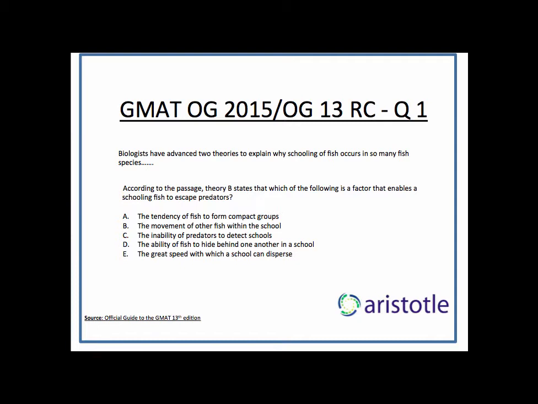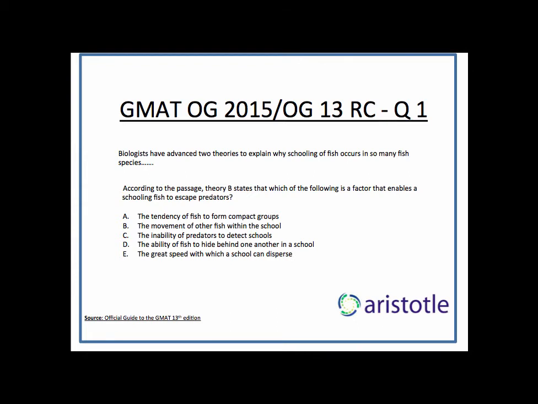So A says the tendency of fish to form compact groups. I don't think the size of the group had anything to do with it. B says the movement of other fish within the school looks perfect. That's one of the reasons. So that should be the answer. C says the inability of predators to detect schools. There's nothing in the passage that says that predators are not able to detect schools. The problem is in deciding which fish to attack, but not in the detection itself.